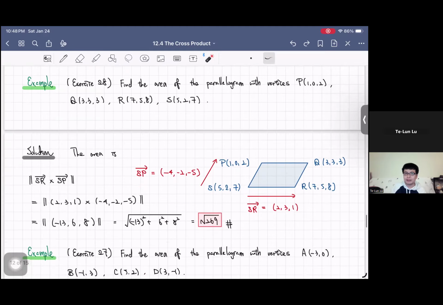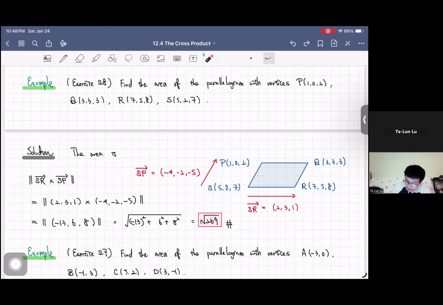So let us do some example for some computation exercise. We have the points P, Q, R, S. P is (1, 0, 2), Q is (3, 3, 3), R is (7, 5, 8), and S is (5, 2, 7). If you draw them closely, you will get P, Q, R, S. Those form a parallelogram.